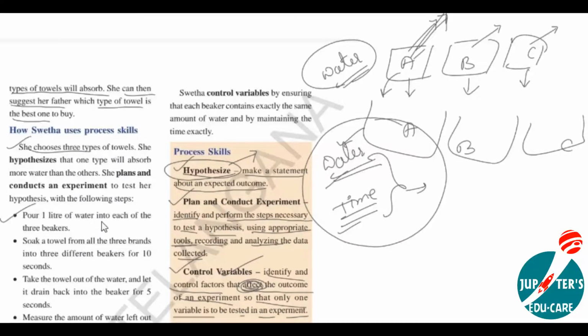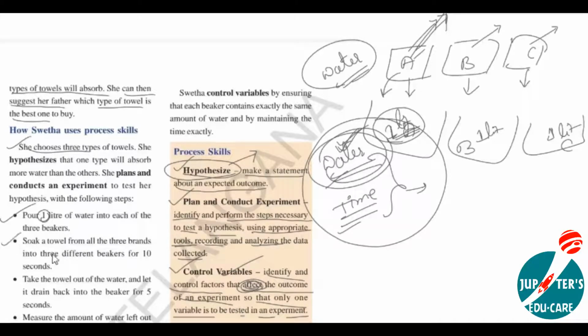Pour 1 liter of water into each of three beakers, A, B, C. Three beakers are there, and in each she has to take 1 liter of water. Remember, I said water is a variable here, so we have to control this factor. How can we control it? Only 1 liter of water. We should not take more than 1 liter or less than 1 liter. Exactly 1 liter of water in each beaker. That is nothing but controlling a variable.